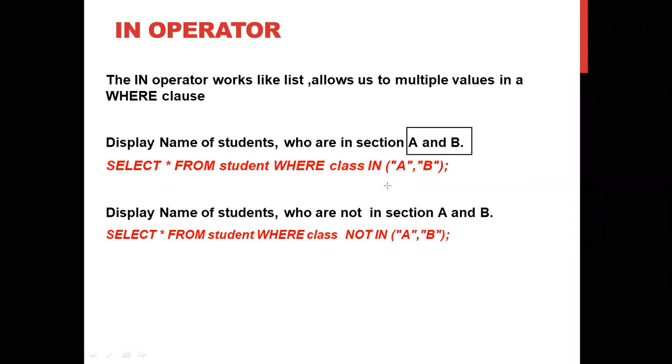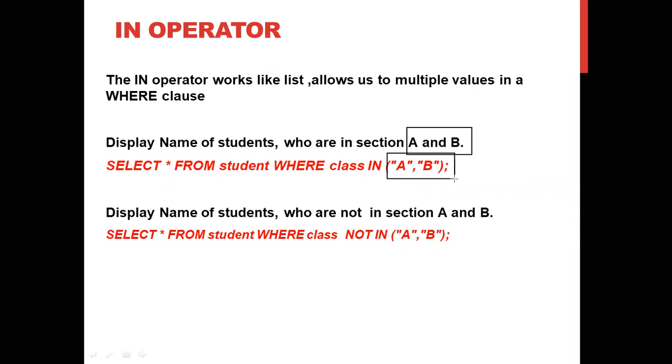Then we are using a list. For example, display the names of employees or students who live in metro cities. The list is given: Delhi, Mumbai, Kolkata and Chennai. Four options are given, then we are using IN.